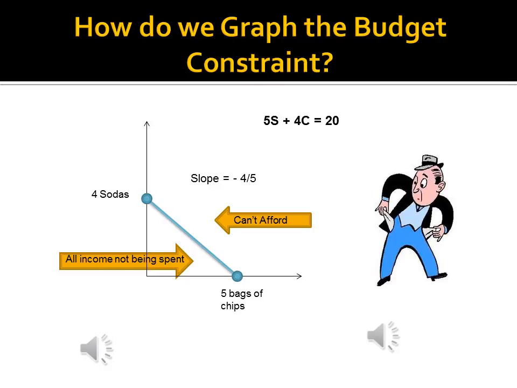Since the slope of the line is shown by the change in good y divided by the change in good x, the slope of this line is -4/5. The slope shows that 4 sodas must be given up in order to afford 5 more bags of chips. Because the budget constraint represents all the points where the consumer is spending all their income, it can also show if they're not spending all their income as well as if they're overspending their income. As you can see on the graph, the arrows are marking all income not being spent and what can't be afforded, or is unaffordable.